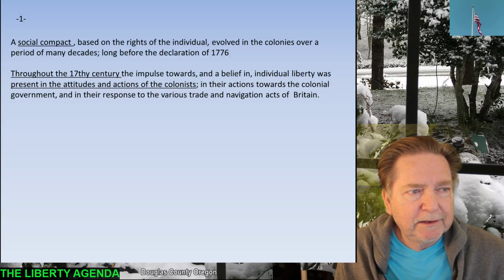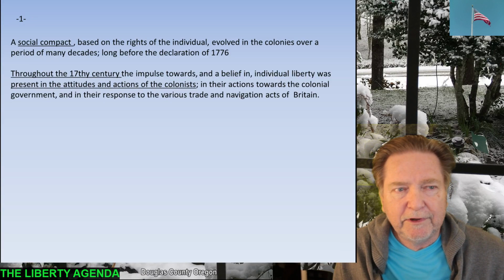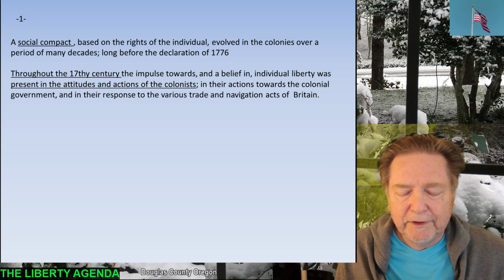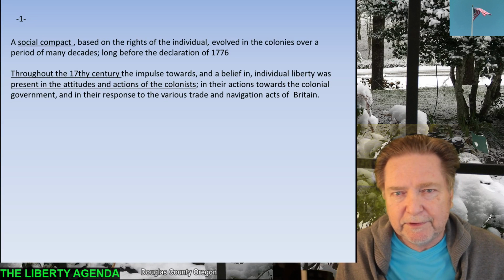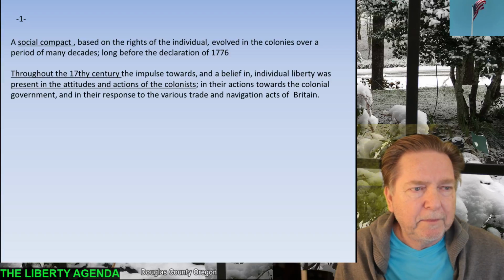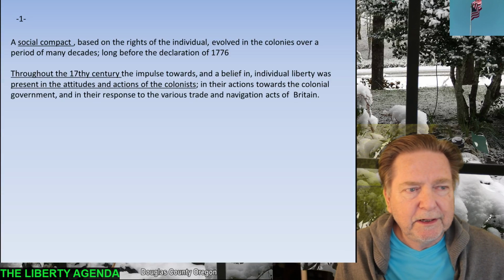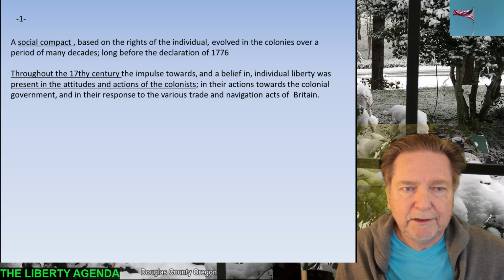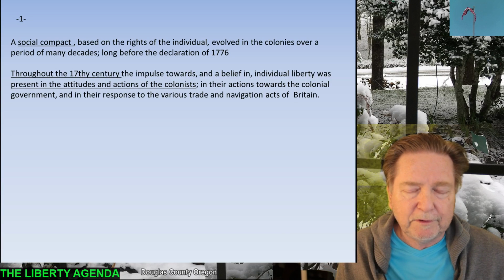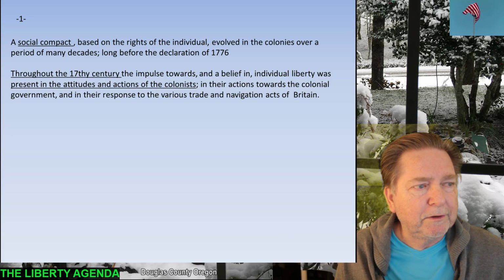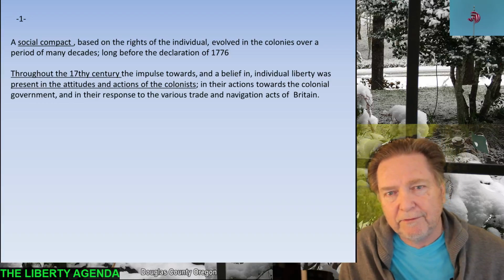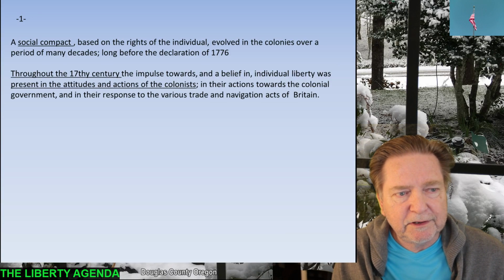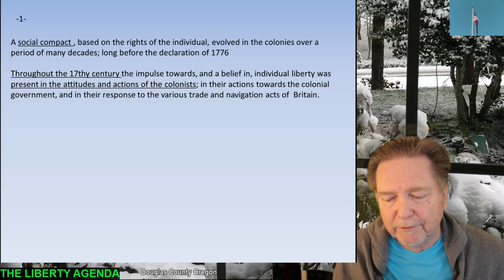The social compact, based on the rights of the individual, that existed in the colonies actually evolved over a period of many decades, long before 1776. Throughout the 17th century, the impulse towards and a belief in the liberty of the individual, in fact, the sovereignty of the individual, was present in the attitude of the colonists in their actions toward colonial government and in their response to the various trade and navigation acts of Britain.